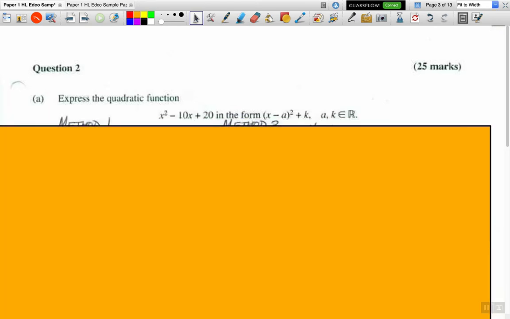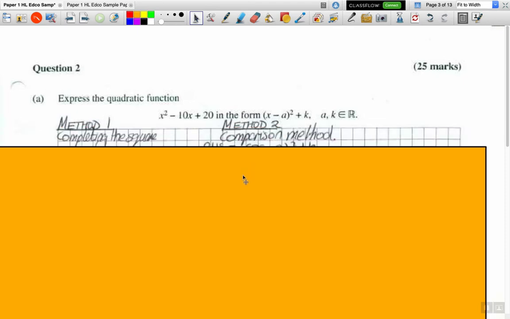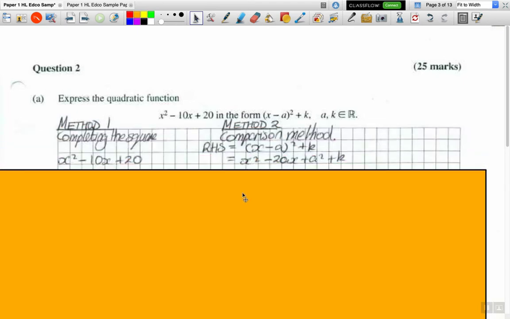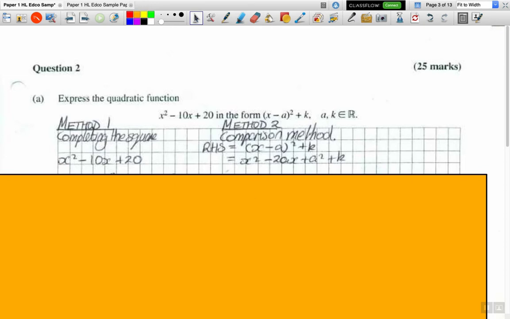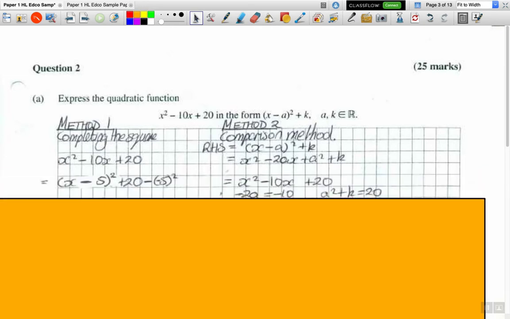You're told that x squared minus 10x plus 20 is to be written in the form (x minus a) all squared plus k, and what you do is you expand the right hand side, and then you compare the left hand side with the right hand side.